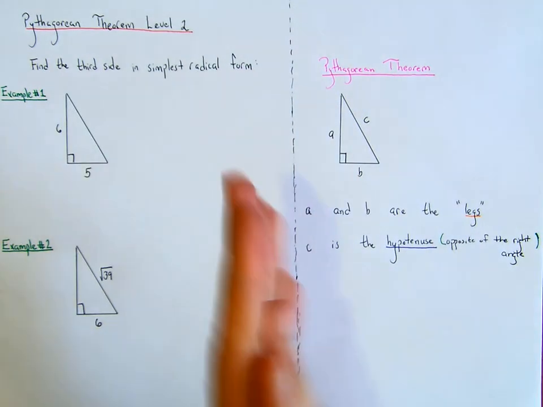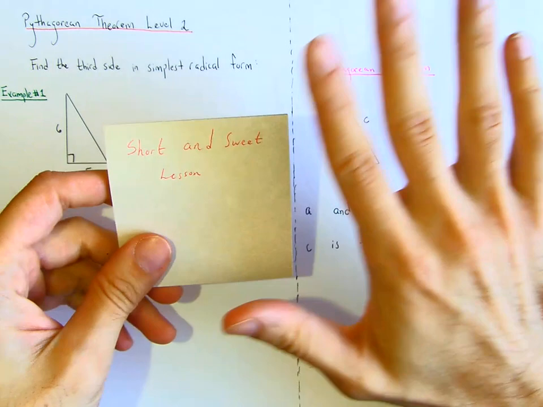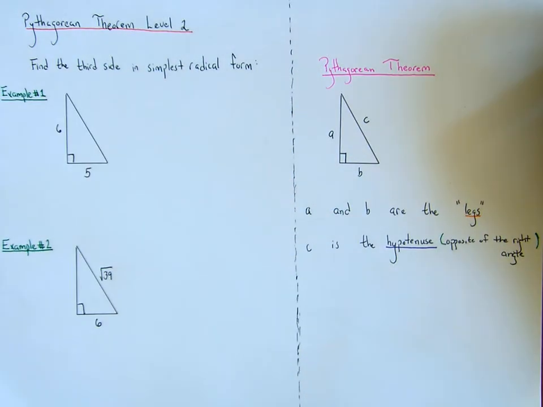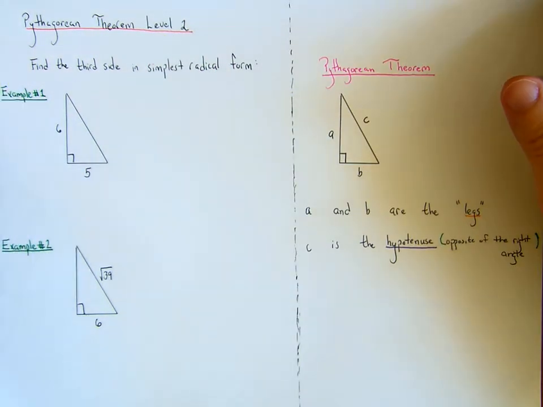Alright, welcome everybody. This video will just be very short and sweet. Let me see if I can get it under 5 minutes. That's how straightforward it is. But for this little assignment, I just wanted us to review the Pythagorean theorem and just practice a few questions.